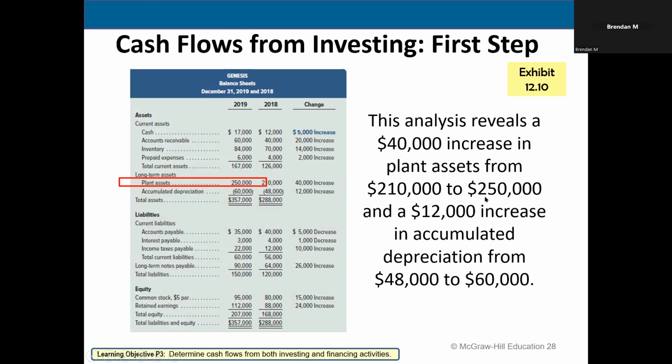What they're saying here is the $250,000 represents a sale of stock. We sold some stock back to the public. The 210 represents stock that we purchased in another company. So you're going to show the inflow and the outflow, and you have a 12,000 increase in accumulated depreciation.